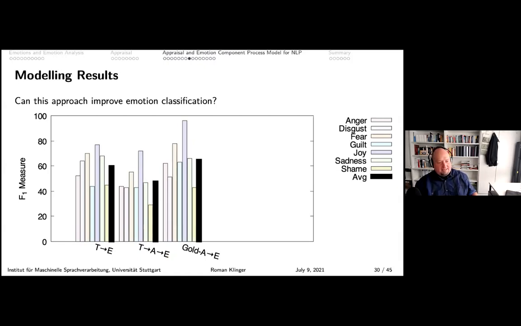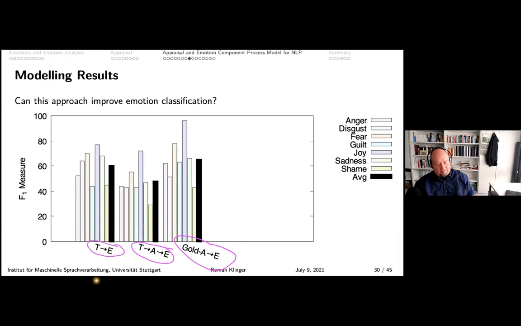You could also ask, so this is, of course, not a real world model, right? Because we make use of the annotations, but it's nice to evaluate if the appraisal has information that's helpful to predict emotions. So now you could ask, okay, perhaps this pipeline here, which first predicts the appraisal, does something else than just the emotion classifier?